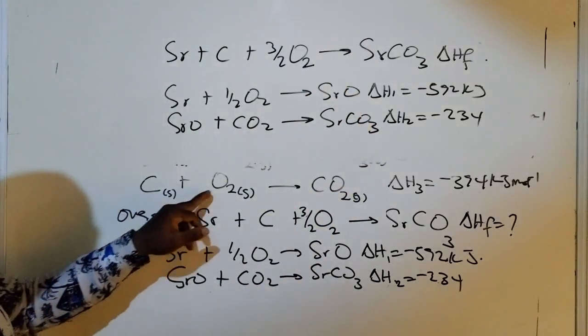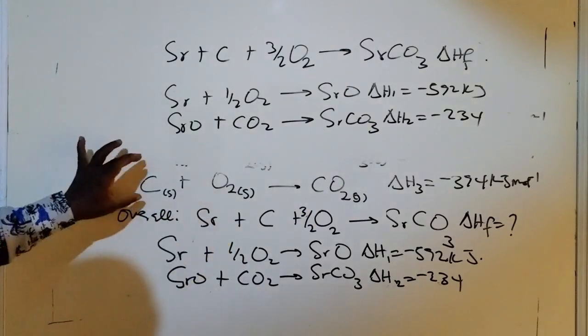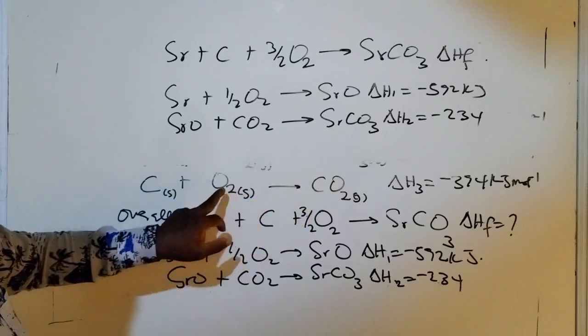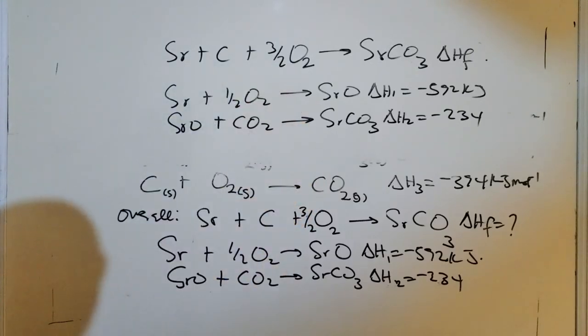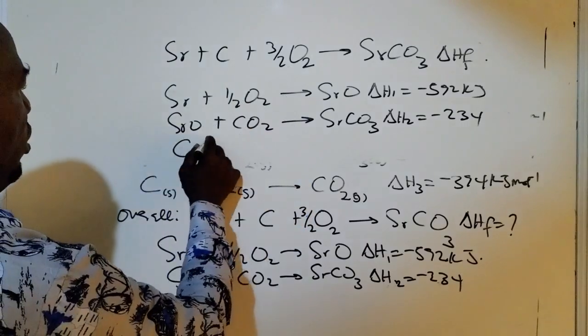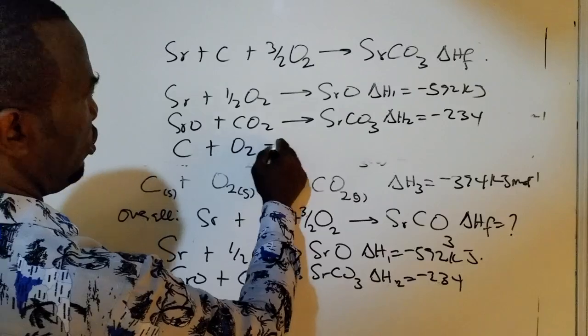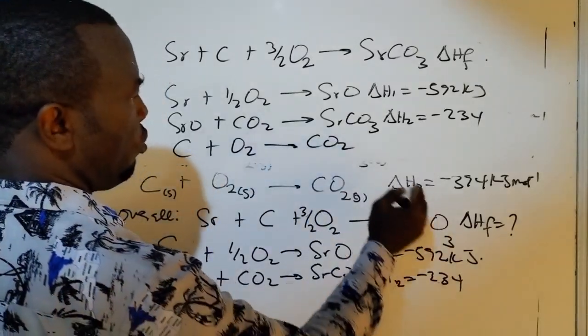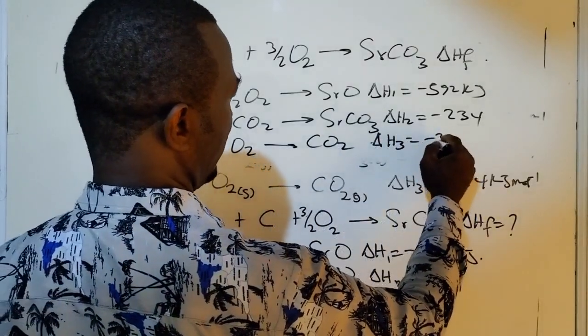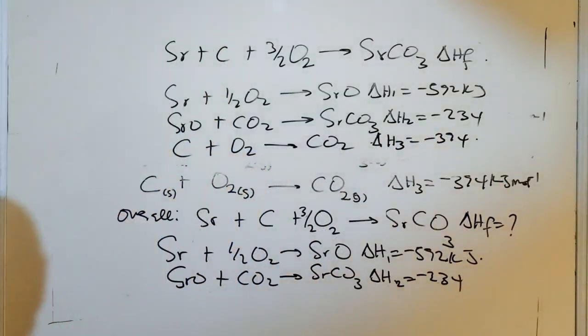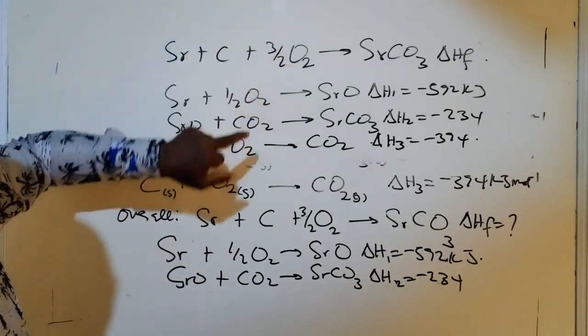The 3rd equation is C plus O2. Which substance in the 3rd equation is in the main equation? Oxygen, and also oxygen there. So you now have C plus O2 giving you CO2. Delta H3 gives us minus 394. And the question is this: the oxygen here is 3/2 mole. Here is only 1 mole.